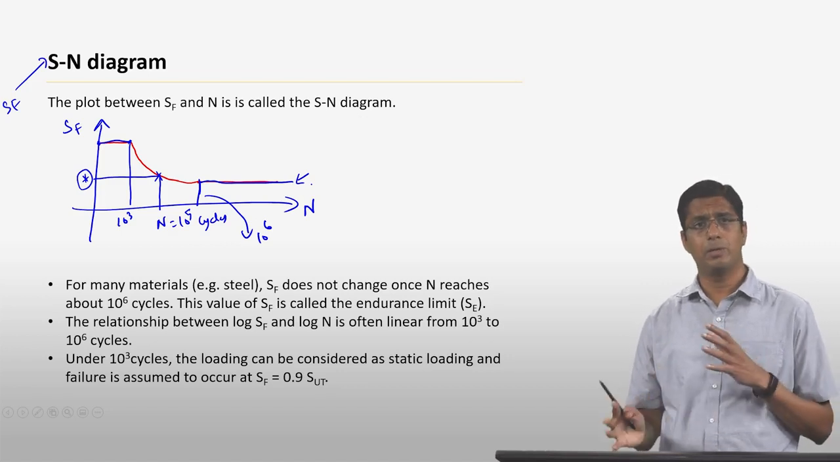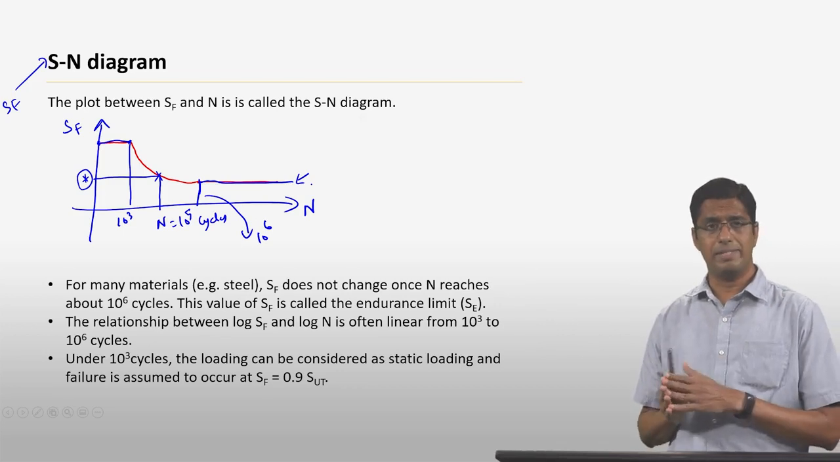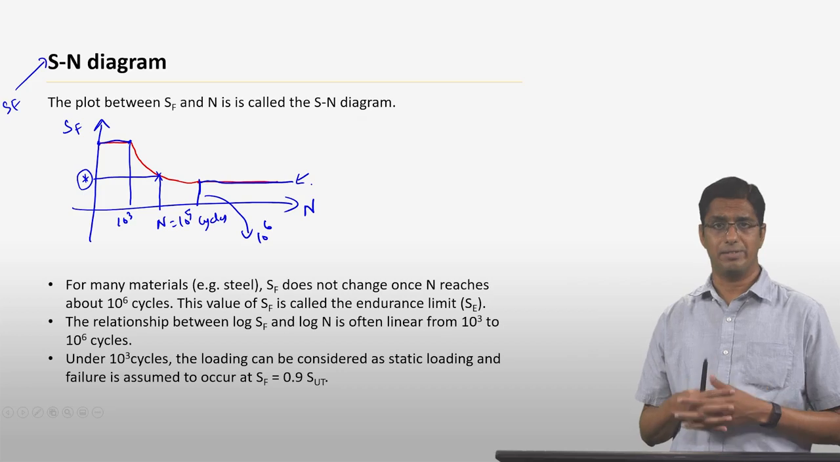Okay, so this is how the SN diagram looks. Essentially, for a low number of cycles, less than 10 to the 3, the SF value is constant.